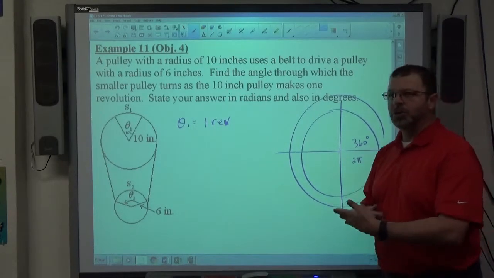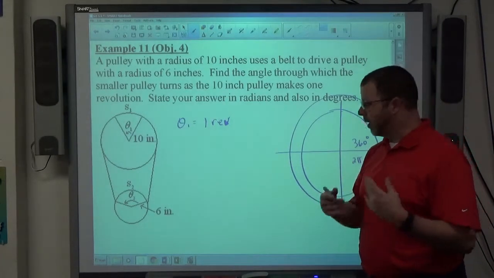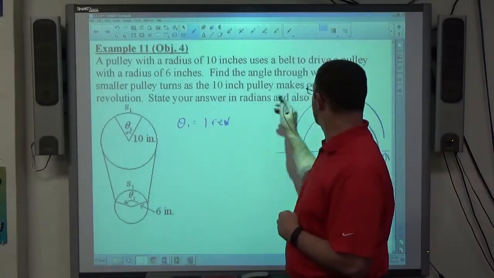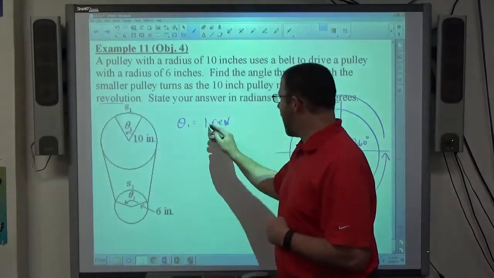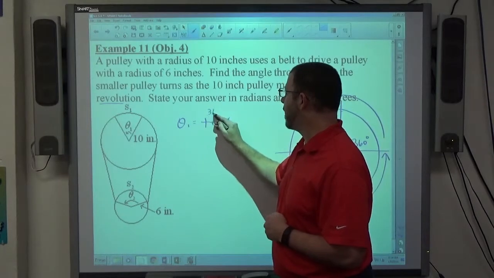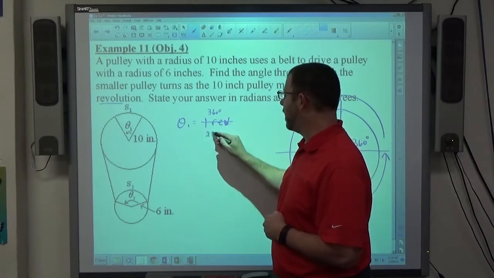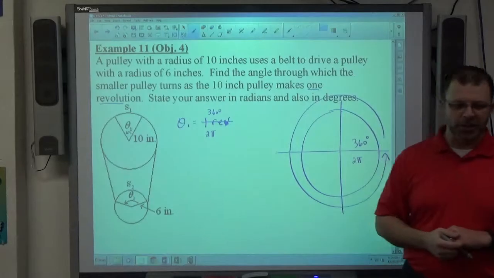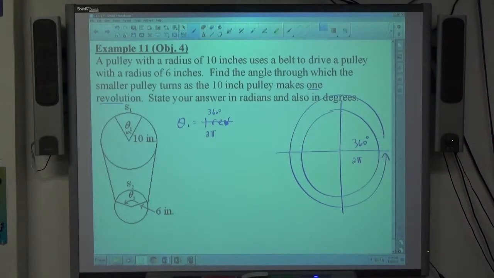So a revolution is not an angle measure. If they do say one revolution, and they do that quite often in these problems, that is a fact, but 360 degrees is better, or 2 pi radians is better. Which one do you think is easier to work with? Probably 2 pi radians, because that formula is a heck of a lot easier, right?